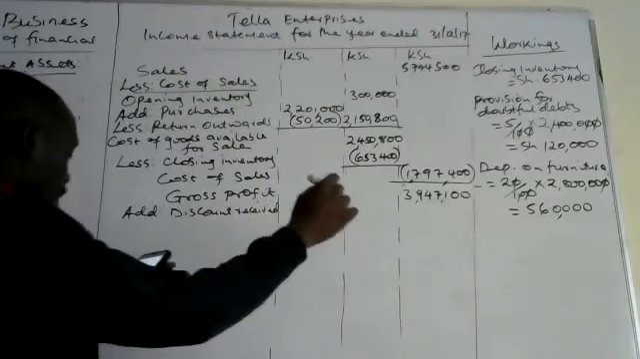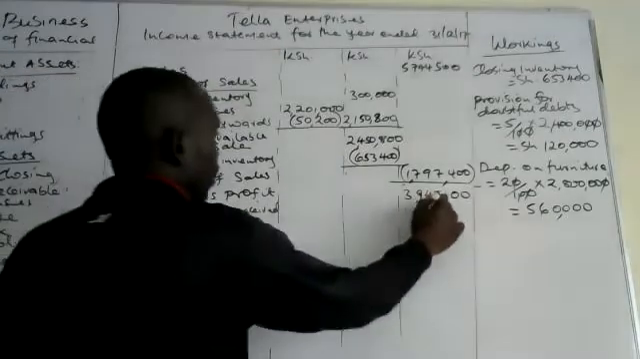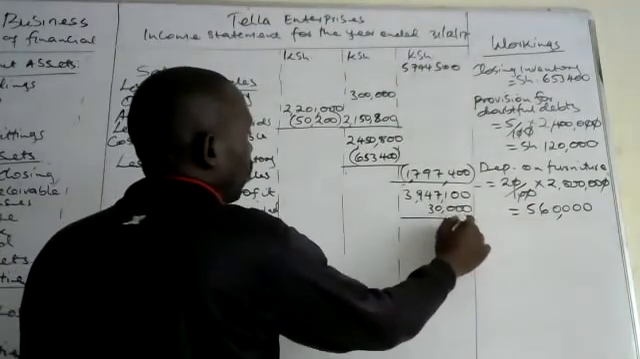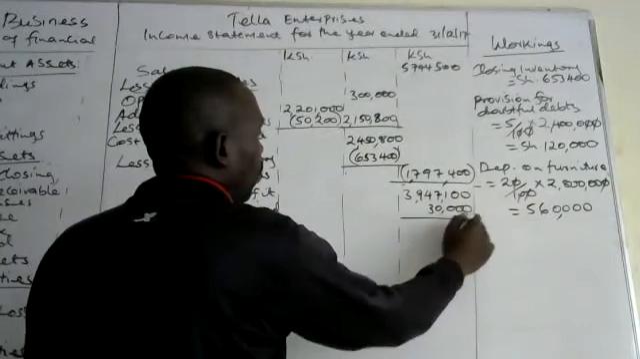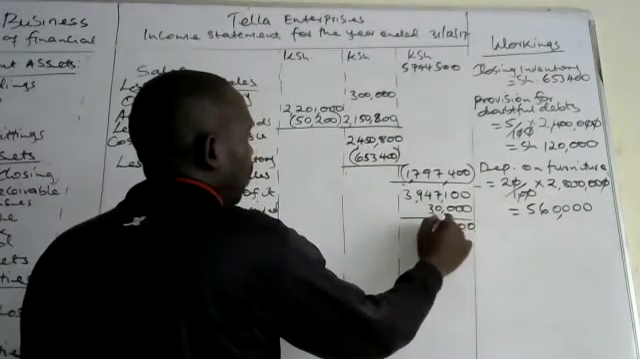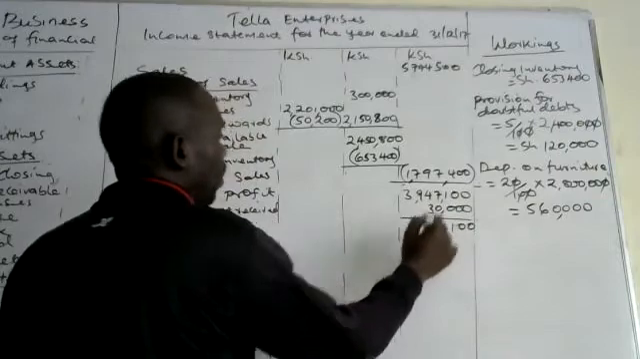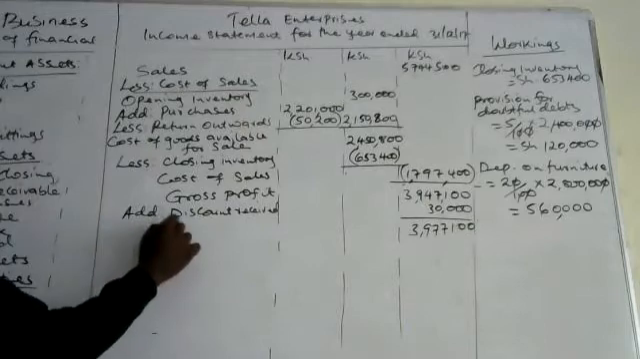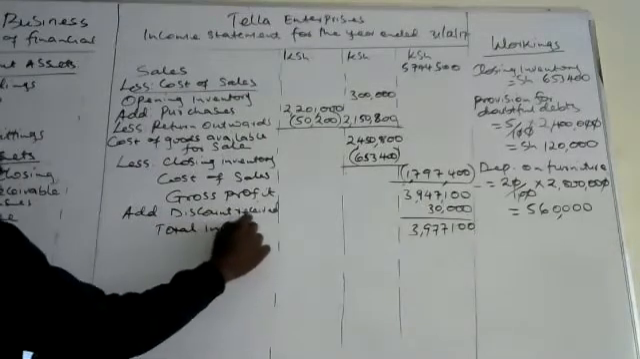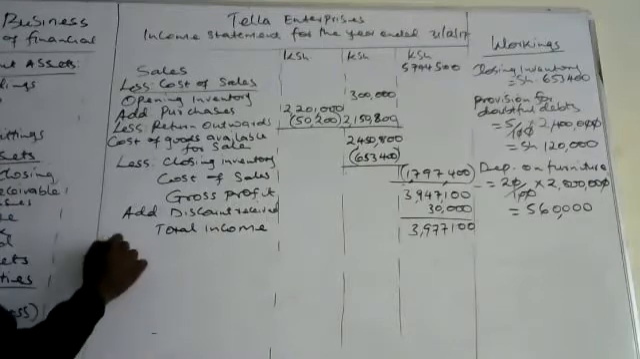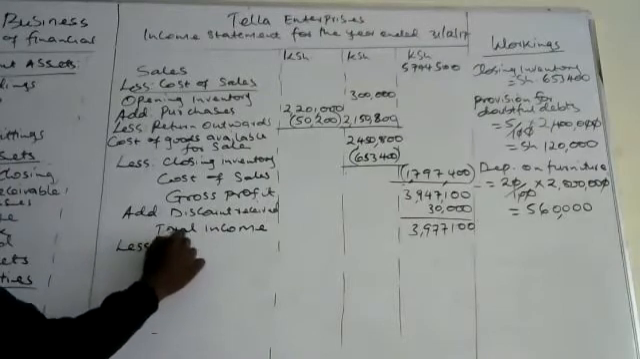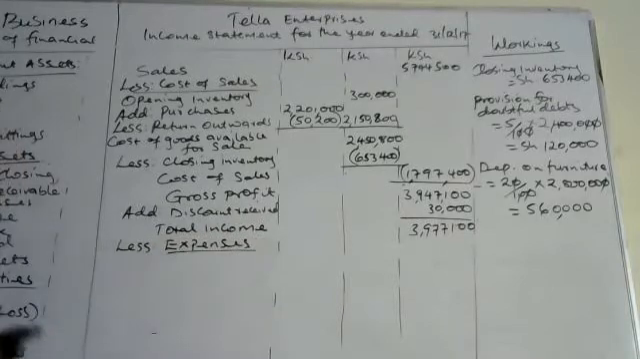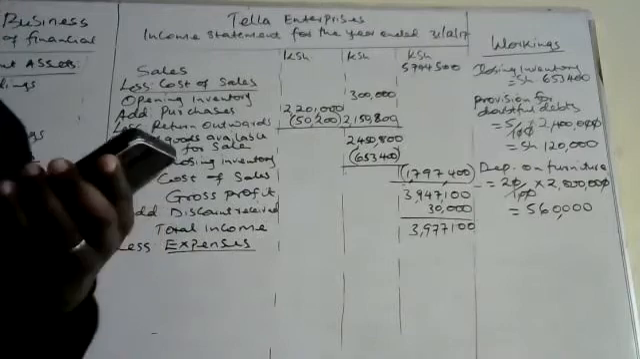And it is how much? 30,000. So that we can get the total income. That is going to be our total income. Then from the total income, we now less the other operating expenses.